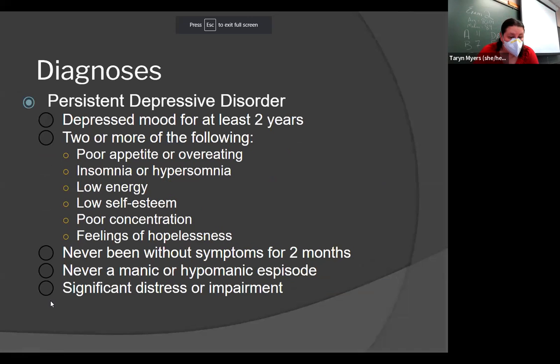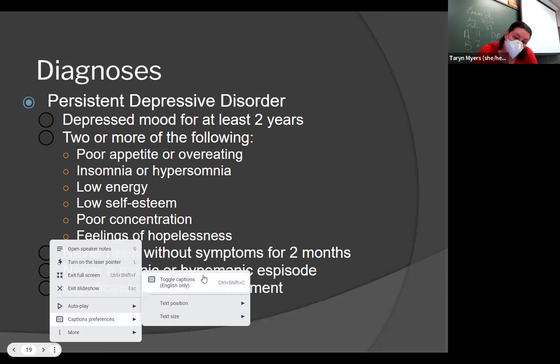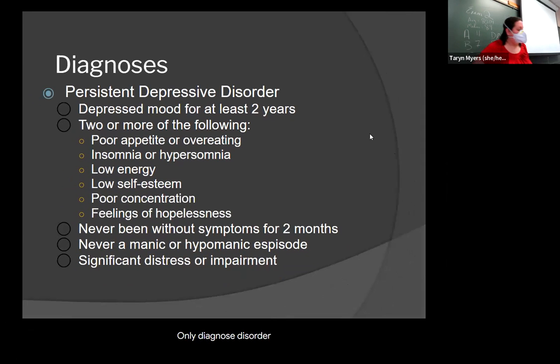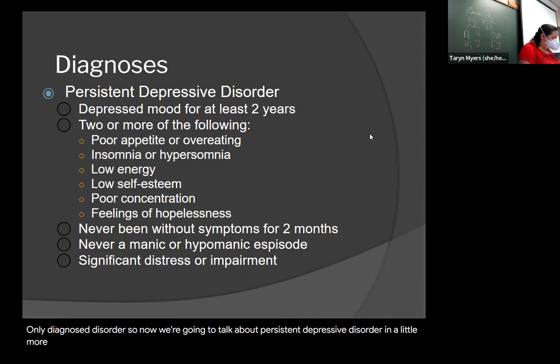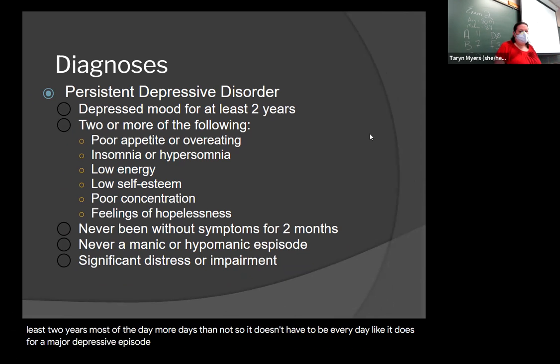So on Monday, we had been talking about depression and talked about major depressive disorder, which is the most commonly diagnosed disorder. So now we're going to talk about persistent depressive disorder in a little more detail. If you have persistent depressive disorder, you have depressed mood for at least 2 years, most of the day, more days than not. So it doesn't have to be every day like it does for a major depressive episode, but it's got to be most of the time.